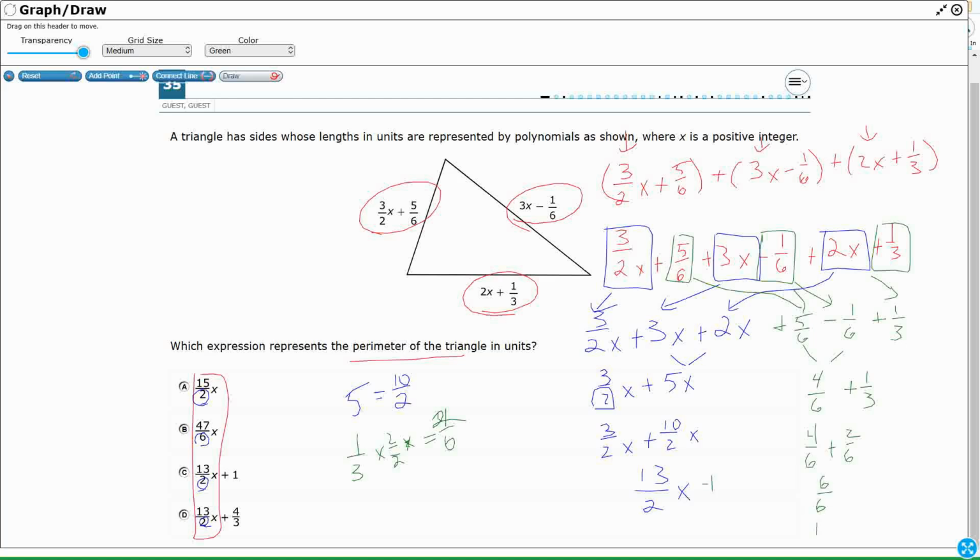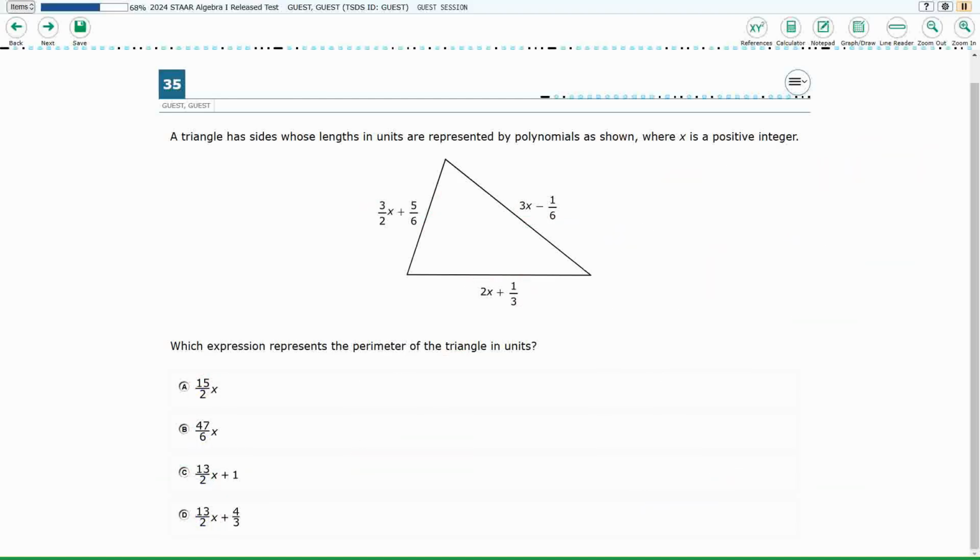So I'm going to end up with this 13 halves x plus 6/6, or 13 halves x plus 1, which, there we go. We get that as our answer selection C, and so that is our answer.